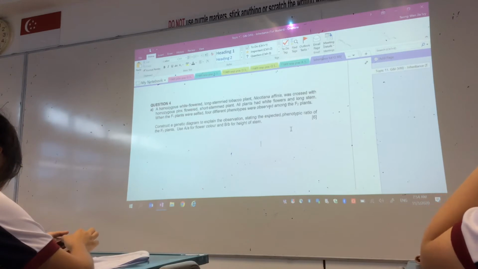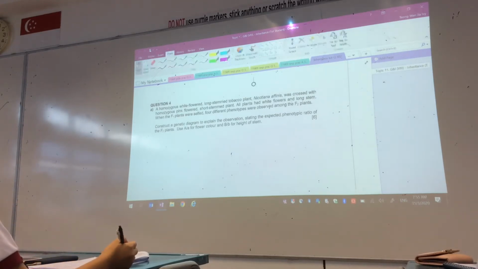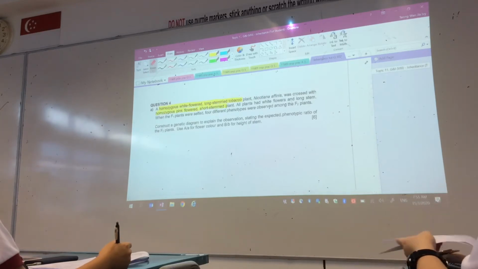Alright, so in genetics, like I said already, you have to read the question carefully and get some clues. Right, so you have two parents. The first parent is a homozygous white flowered long stem tobacco plant. The second parent is a homozygous pink flowered short stem plant.